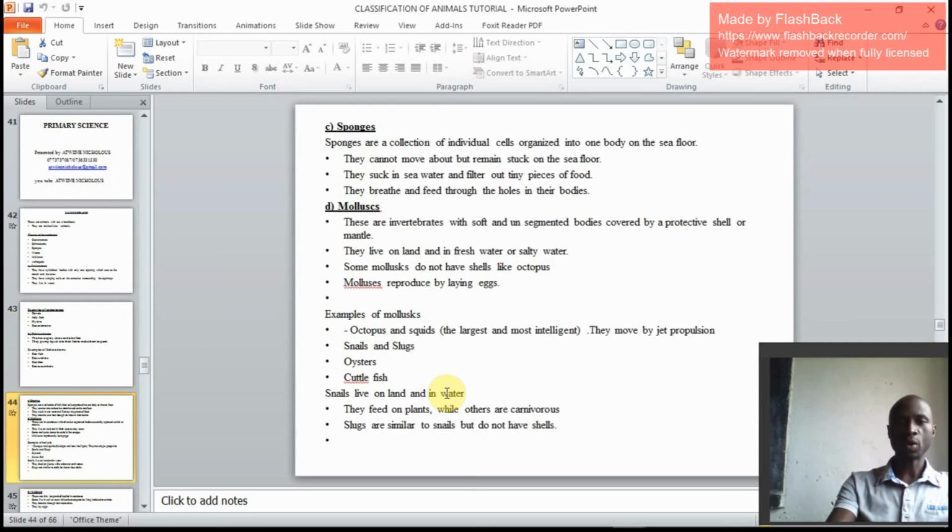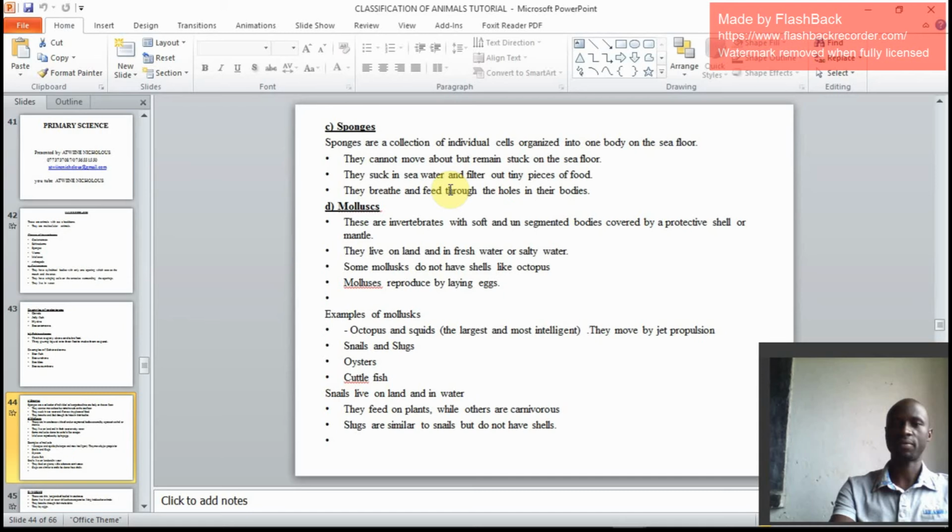We have sponges. This is not a sponge we use to bathe and remove dirt from our bodies. No, it's a group of invertebrates. Sponges are a collection of individual cells organized into one body on the sea floor. Different cells merge and are found at the floor of the sea. They cannot move about but remain stuck on the sea floor.